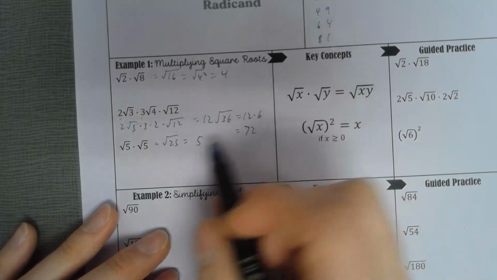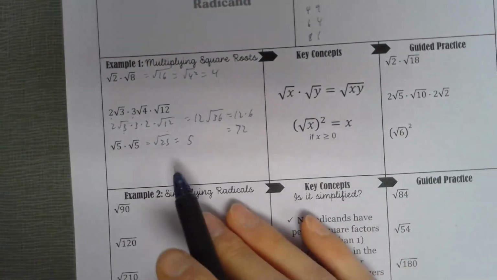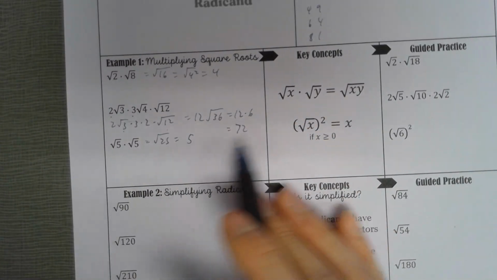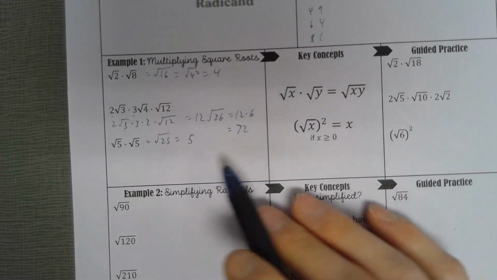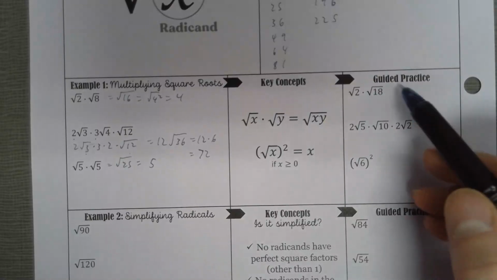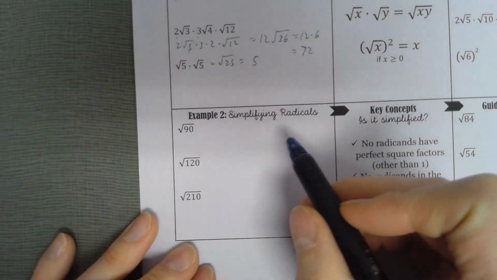Sometimes it works out really nicely like this. Sometimes we're going to have to separate out the factors in order to simplify. So in this case, all three of our numbers here ended up being whole numbers. We were able to take the square roots of those perfect square factors. We'll do the guided practice ones in class together. I just wanted to have some examples to go off of.